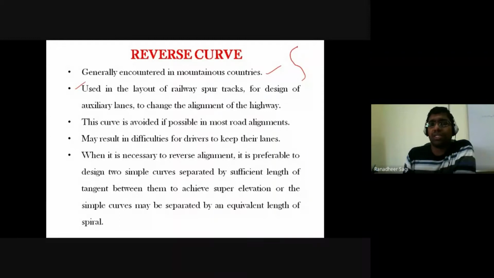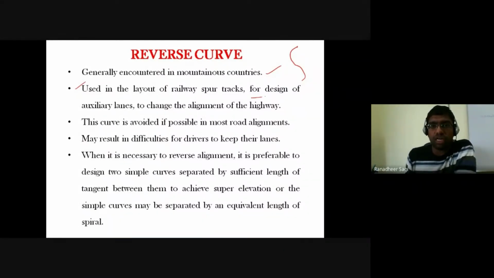This is typically used in the layout of railway spur tracks, in the sense of diversions, whenever you have diversion routes along the railway alignment, routes of least importance, where you need to have some diversions from the main track alignment. In such cases, we'll be going for this reverse curve.